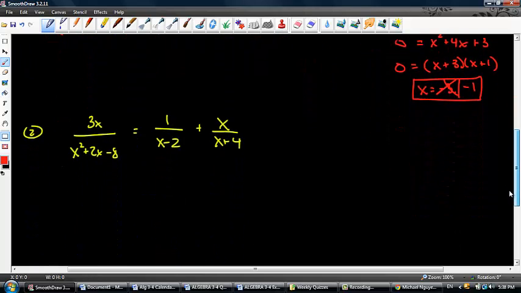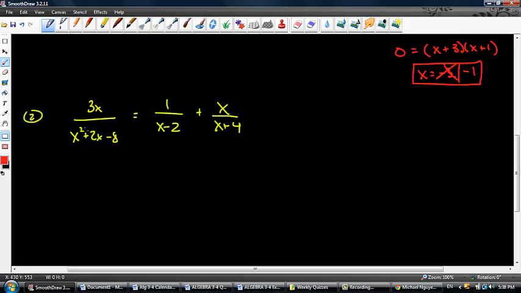Let's try another problem here. Whenever we have a problem that looks like this, we should probably factor the denominator first. So I'm going to factor the bottom into x plus 4 times x minus 2. And that's all under 3x. Bring down everything else. I'll leave myself enough space this time.